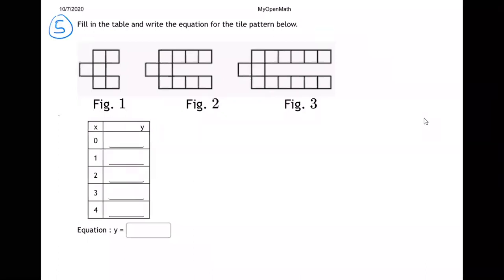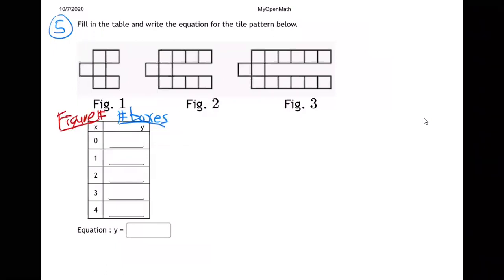Here is the figure number. X is supposed to be the figure number, and Y is supposed to be the number of boxes. They didn't make that very clear on this question. I'm going to add some words to it. I'm going to alter it.